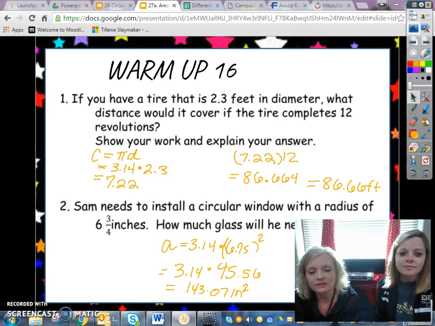Today we're going to work on going in between circumference and area. We're going to use the circumference to find the area, and we're going to use the area to find the circumference of a circle. But first, you're going to do your warm-up.